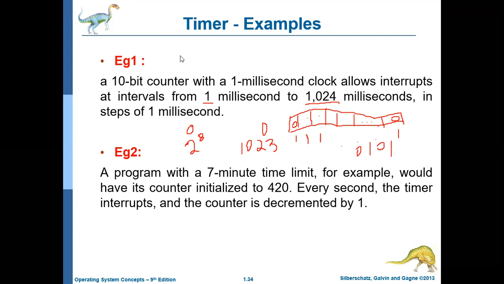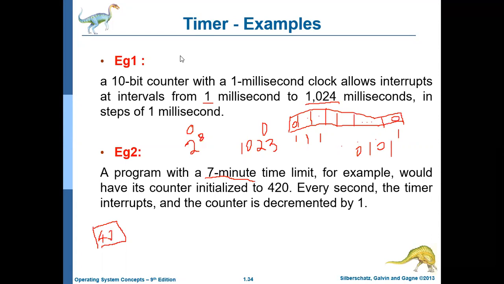Here is another example. A program with a 7-minute time limit, for example, would have its counter initialized to 420. Every second the timer interrupts and the counter is decremented by 1. So this is a very straightforward example. The program with a 7-minute time limit, that is, the operating system identified that this program should take a maximum of 7 minutes to execute. It should not take more than 7 minutes at any cost. Okay. So in the counter, it stores a value 420. Why 420? Because 7 minutes contains 420 seconds, 60 into 7.